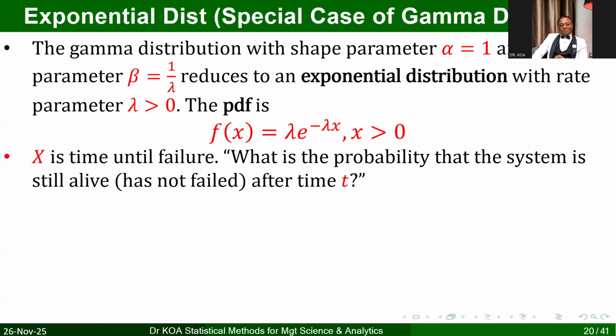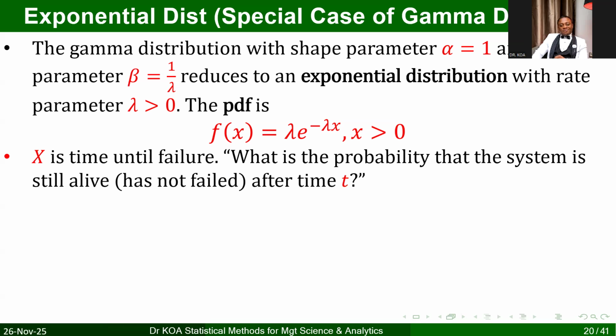The most important thing for you to remember is that X is the time until failure. Unlike the gamma one, where X is, say, time, with no limitation of until failure. So this one is asking the question: what is the probability that the system is still alive? What is the probability that the system has not failed after this number of times?